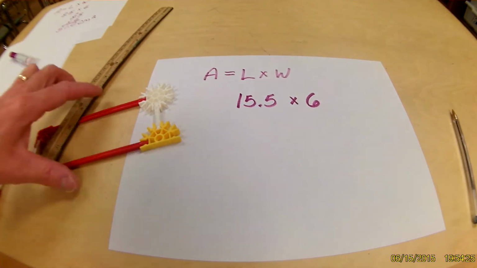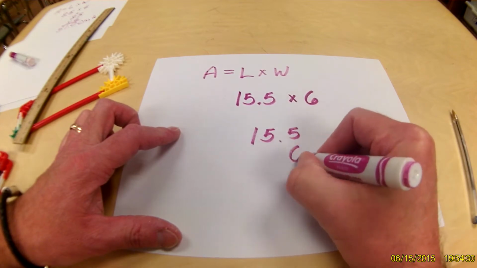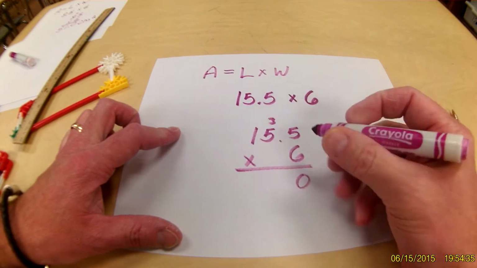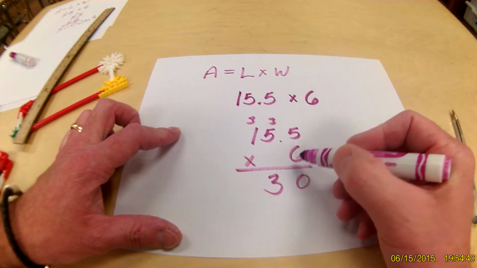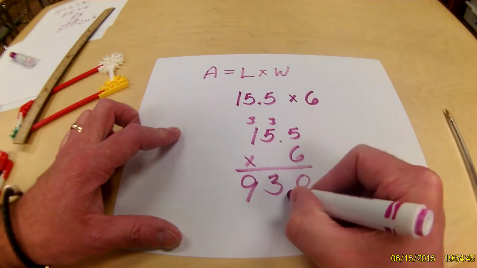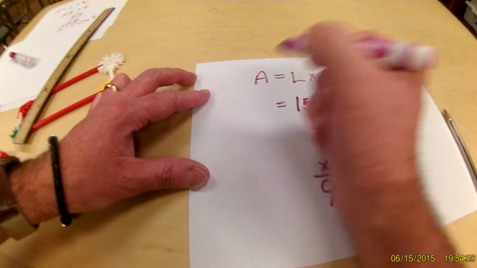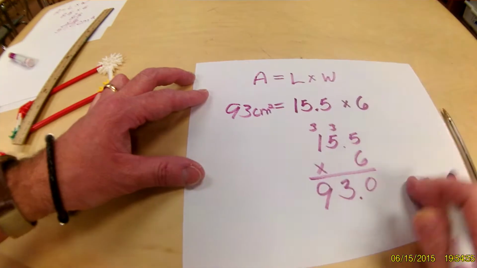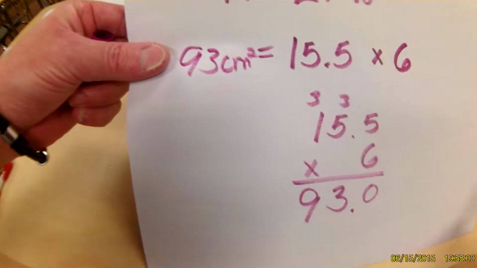So when I do that, I can just simply multiply 15 5/10 by 6. 6 times 5 is 30. 30 plus 3 is 33. Carry the 3. 6 times 1 is 6 plus 3 is 9. So my area would be, for this case, 93 square centimeters, okay? And so that's how I would come up with my answer, 93 square centimeters.